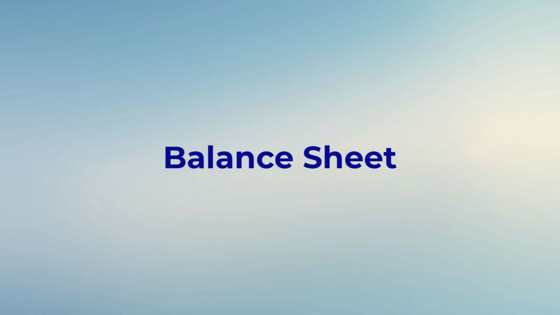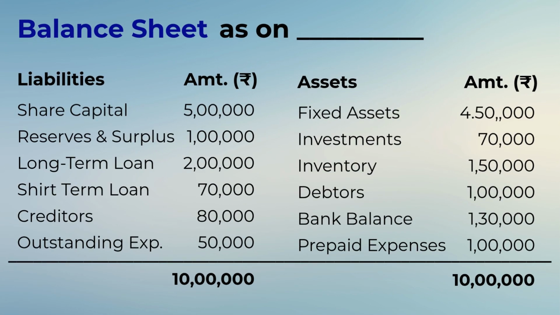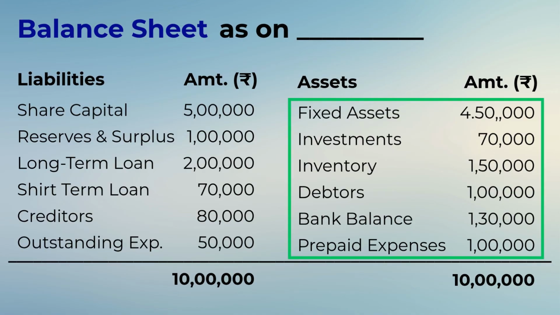A balance sheet is a financial statement that shows the financial position of a business on a specific date, usually at the end of a financial year or quarter. Let's take a sample balance sheet for your ready reference. The balance sheet shows the assets owned by a company. These are all the resources or assets that the business controls and uses to earn money.